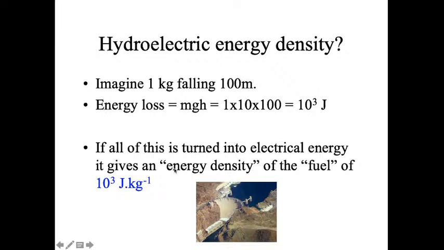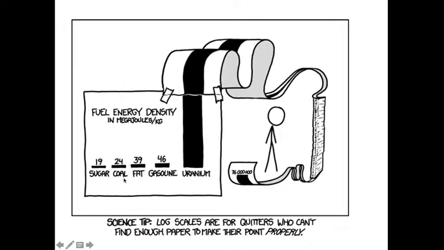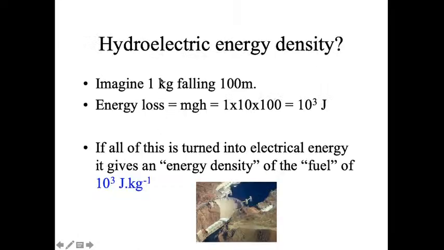If we could perfectly convert hydroelectric energy into electricity or into fuel, we would get this 10 to the 3 joules per kilogram, which is even less than a megajoule. It would be considered 1 kilojoule. That actually would be 1,000 joules. And these are all in megajoules. So hydroelectric energy does not have a very big density. It's 1,000 times less than even sugar.